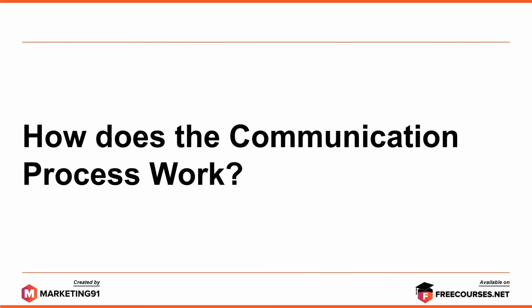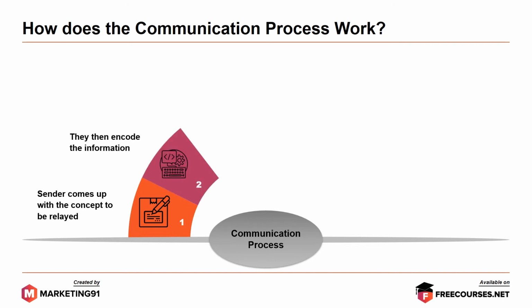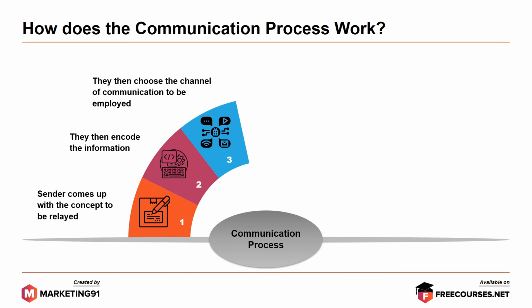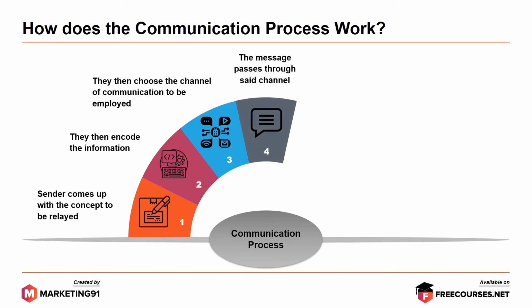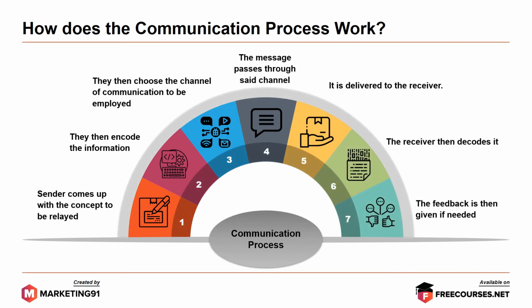Now moving on to how does the communication process work. First, the sender comes up with the concept to be relayed. Then they encode the information. Then they choose the channel of communication to be employed. Then the message passes through the said channel. It is finally delivered to the receiver that decodes it. And finally, the feedback is then given if needed.